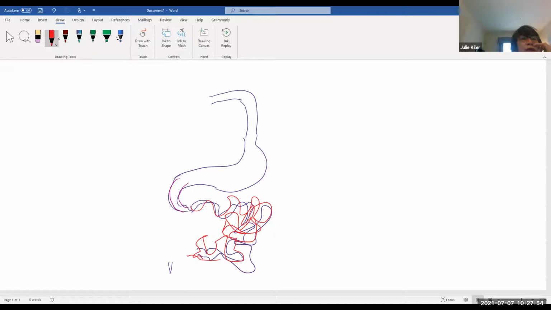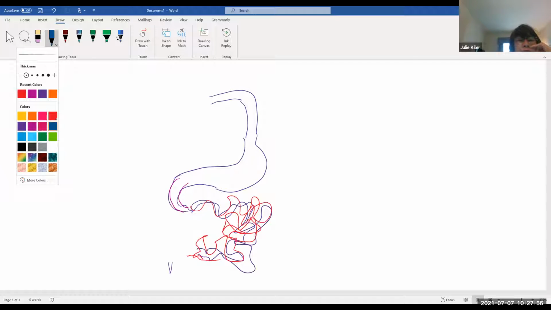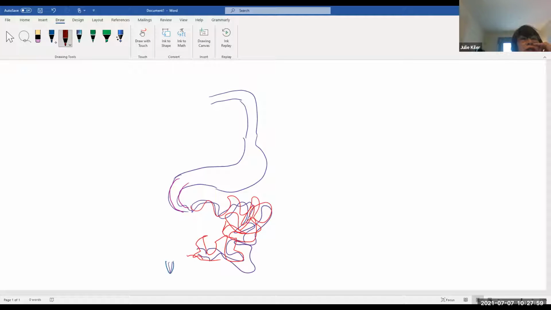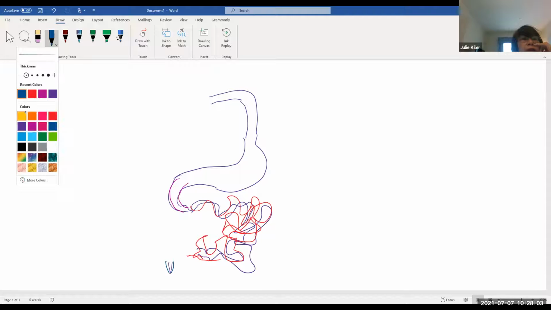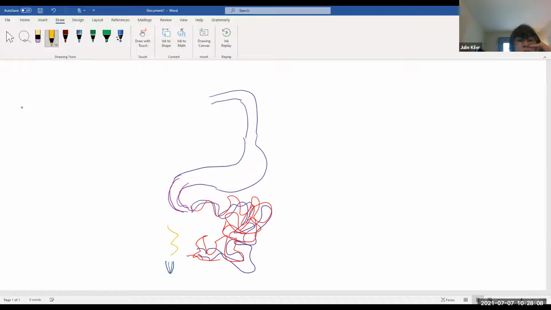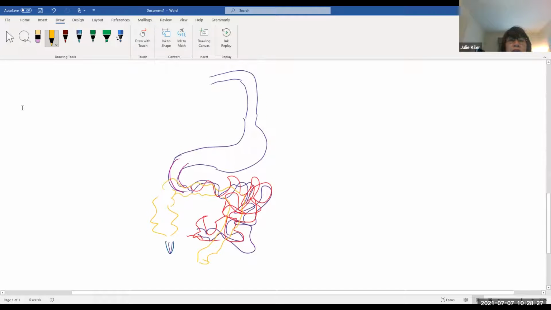And we're going to have appendix. Maybe change the color here. Maybe orange. And we're going to have ascending colon. And then we're going to have transverse colon. Oh my goodness, look. Okay. All right, are we good? Can you guys? Okay, good. We can go a little bit more.